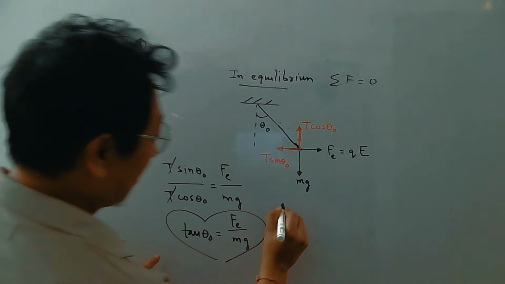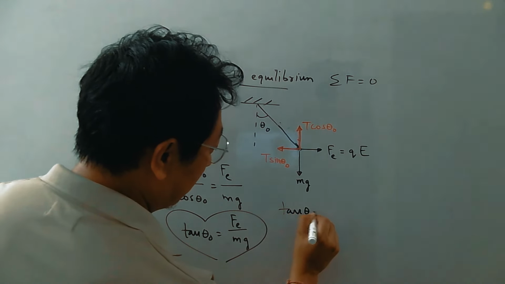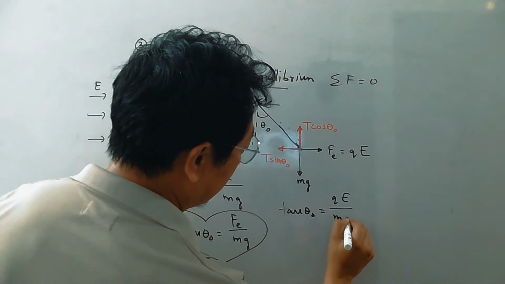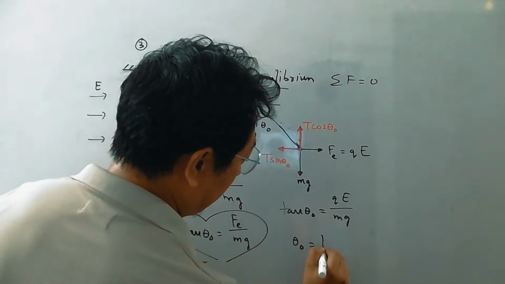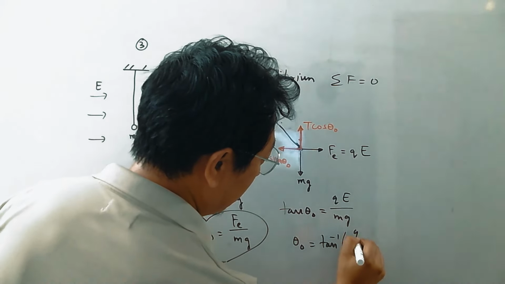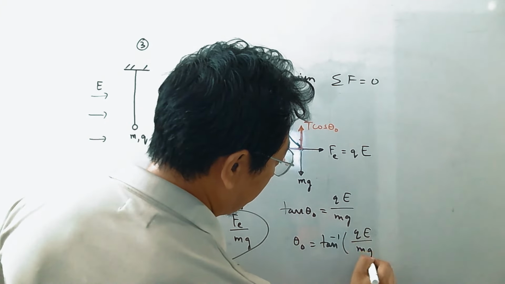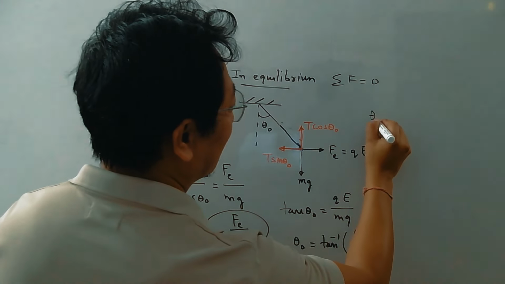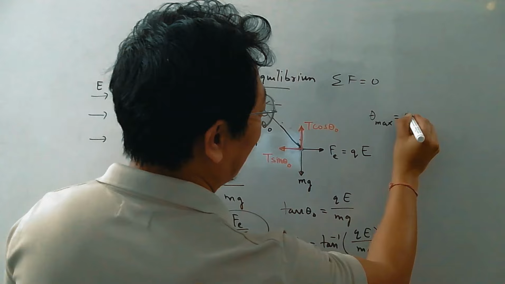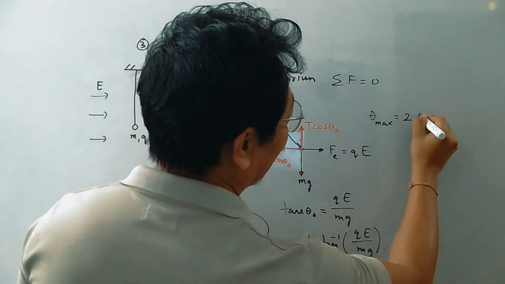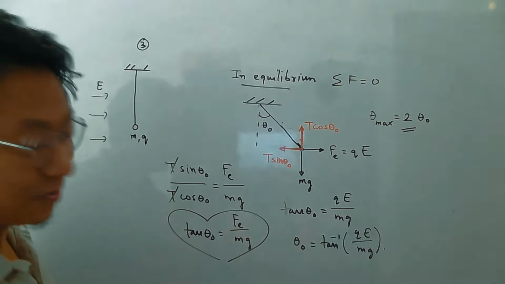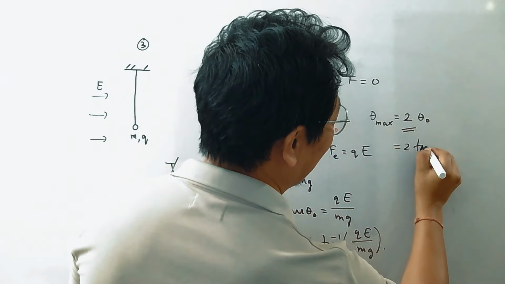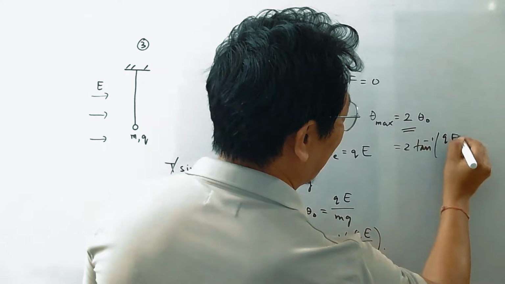So now tan theta naught will be what in this problem? Electrostatic force here is Q into E by mg. So the answer will be tan inverse QE by mg. What would be the answer of the second one, the maximum angle? Well, without wasting time, you can tell it will be twice of this, right? Twice of tan inverse QE by mg.